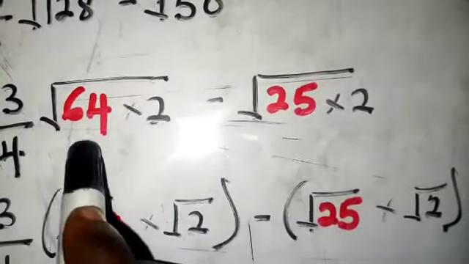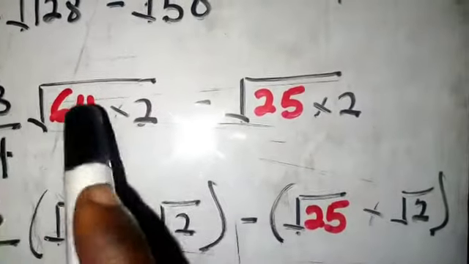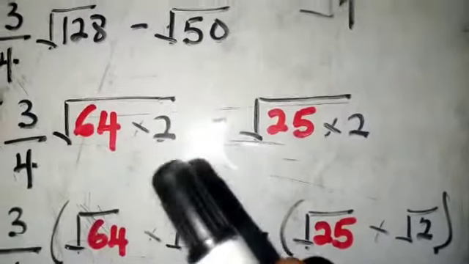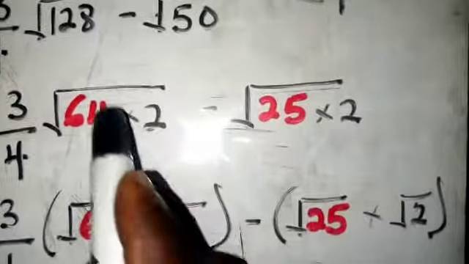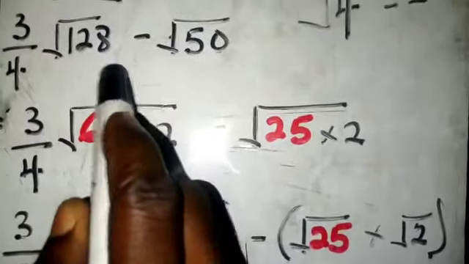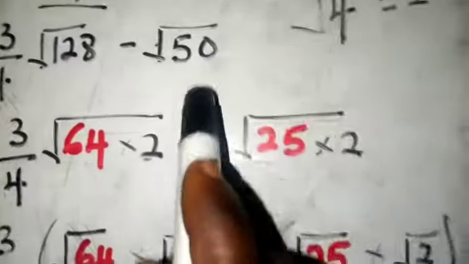Okay, so here I'm having 64 times 2. That will give me 128. I'm not doing anything, I'm just splitting this one into 2. Is that okay? The idea is that you have to check whether we can get numbers under the radical that are the same. Therefore, we can subtract them. Right? And then the next one will give me what?